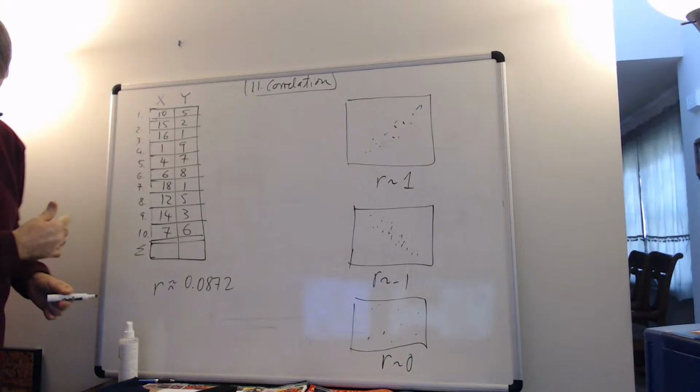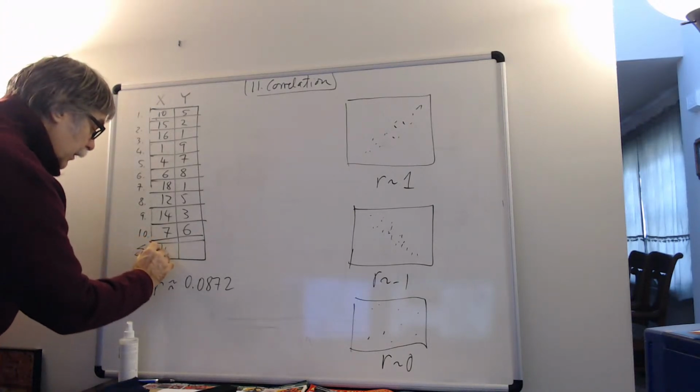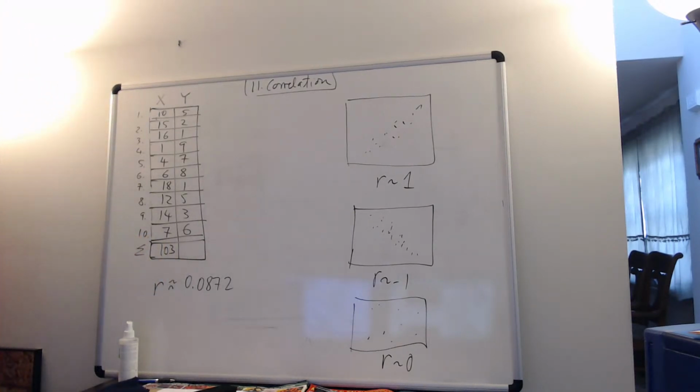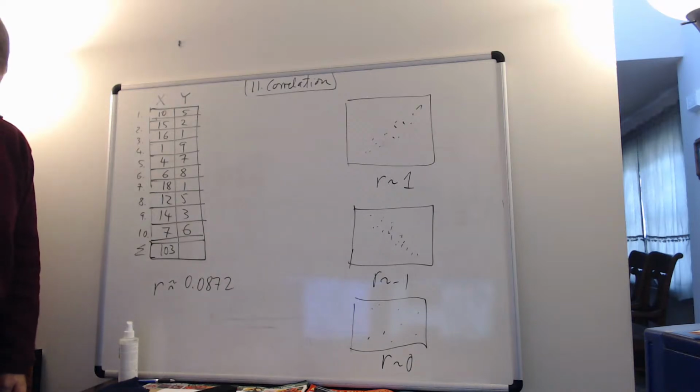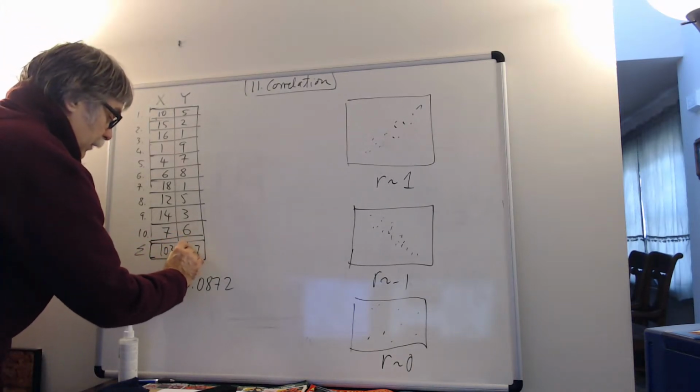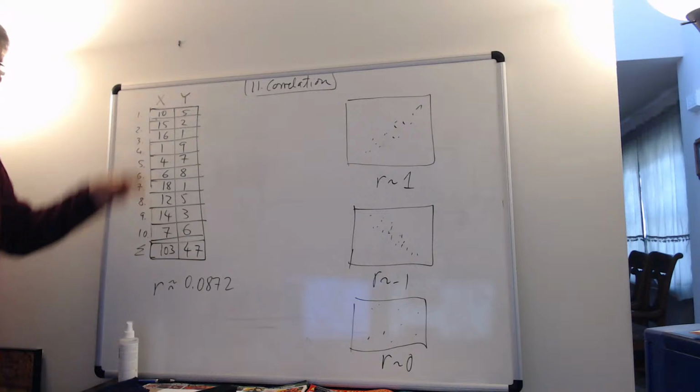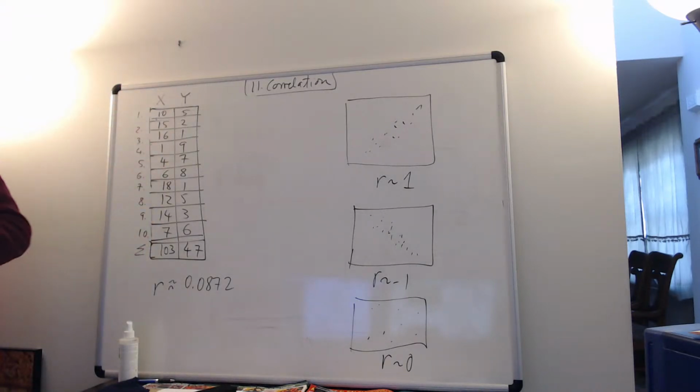Okay. And then the sum down there would be 103. So they have on average 10.3 police officers on duty. You divide this, 10.3 police officers on duty on average. And they had on average 4.7 muggings. So the total number of muggings is 47 in that summer.